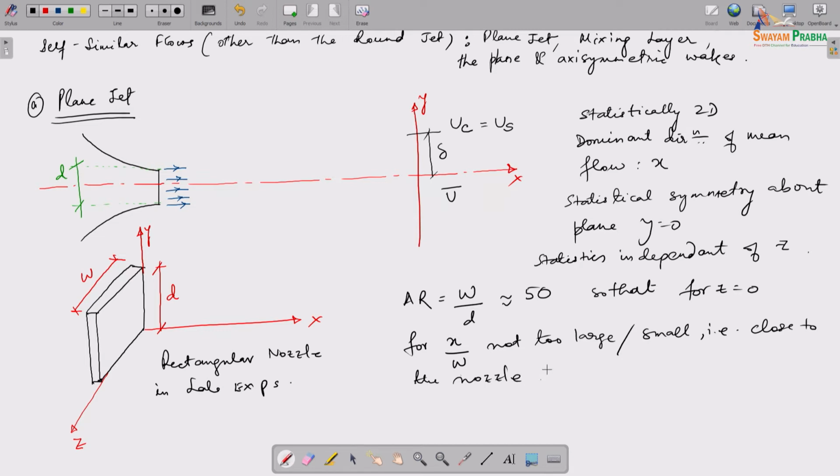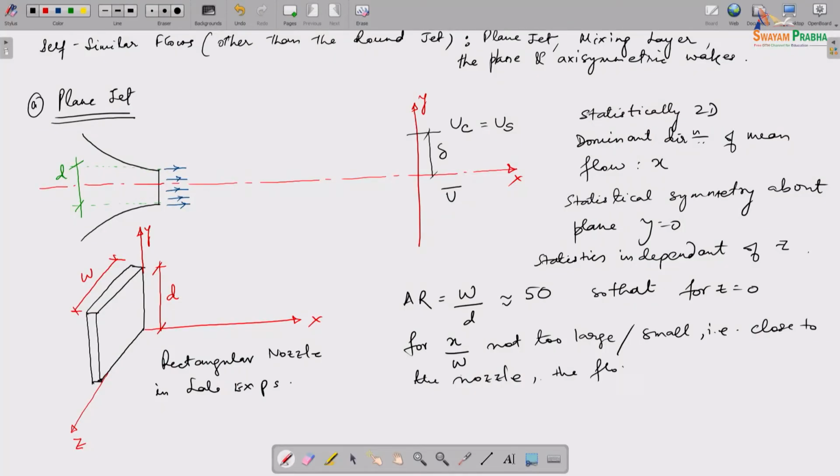Okay. So if we have a plate whose width is about 50 times the height, then at z is equal to 0, and for x not too far away from the nozzle, the flow is statistically 2D and free of end effects.